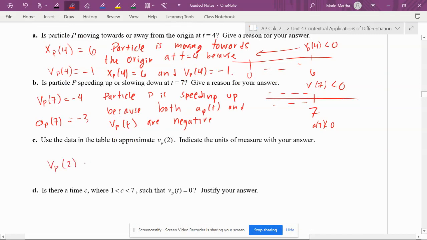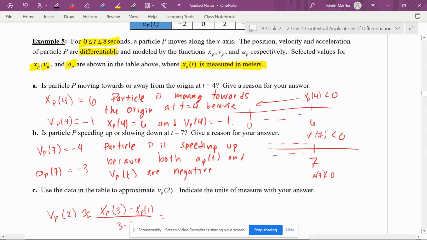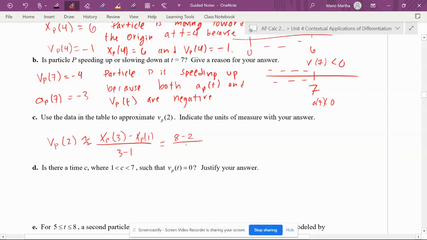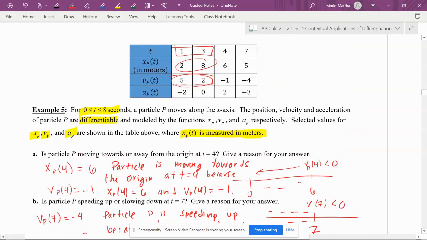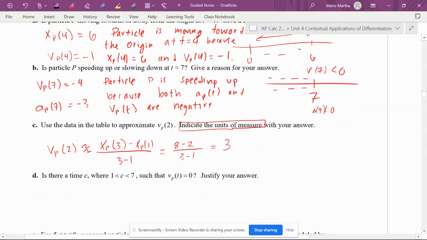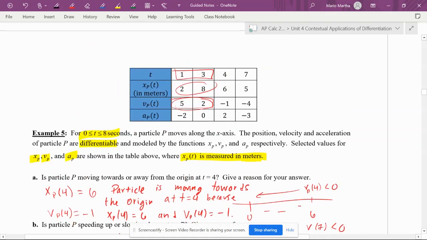So v sub p of 2 is approximately equal to x sub p of 3 minus x sub p of 1 over 3 minus 1. That gives us 8 minus 2 over 3 minus 1, which is equal to 6 over 2, which would be positive 3. Now, make sure you indicate the units of measure. Here x sub p is measured in meters and t is measured in seconds, I think. Let's make it seconds, even though it doesn't say. It could be hours.